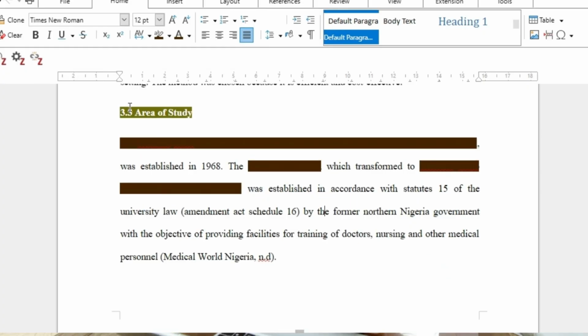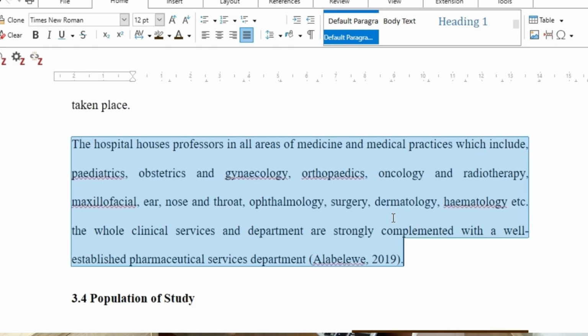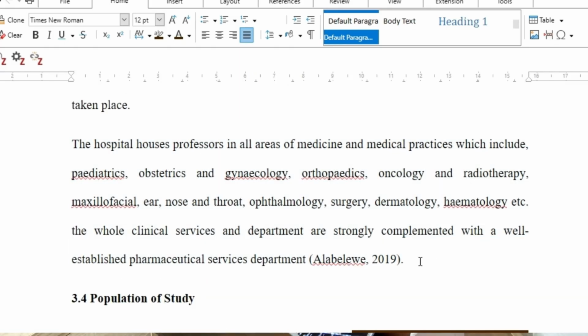Let's open this chapter. Now let's start with section 3.3, which is my study area. Now I'm going to read this section aloud. I want you to listen carefully. I wrote that the hospital houses professors in all areas of medicine, including pediatrics, O&G, orthopedic, and the rest. Now the question is, what does any of this have to do with my study? What does it have to do with the knowledge of nurses regarding clinical research?